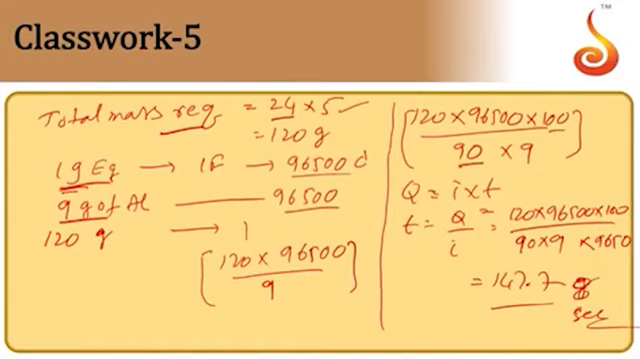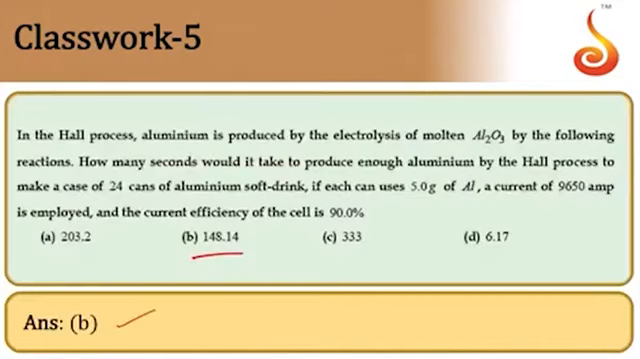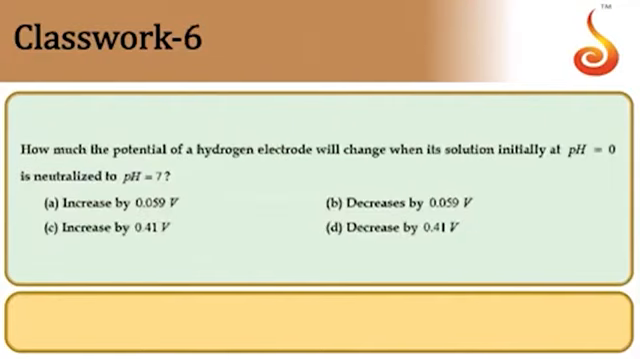Now Q is equal to I into T, and we require T. T is equal to Q by I. Q is the charge which you found out here, by I. Current strength is given as 9650. So finally, simplifying, we get the answer 147.7, and it came to B option. Next one.